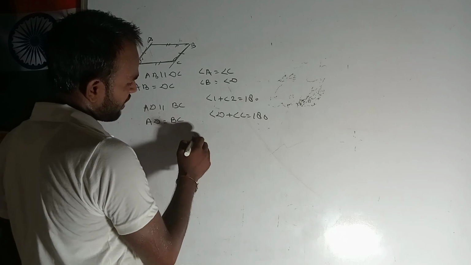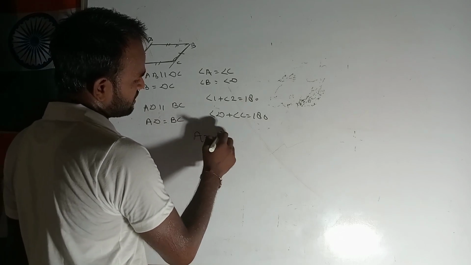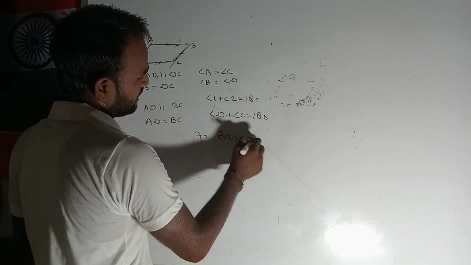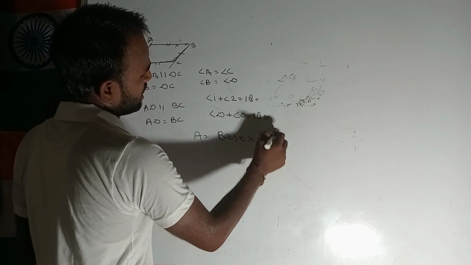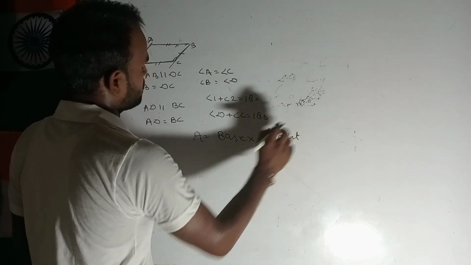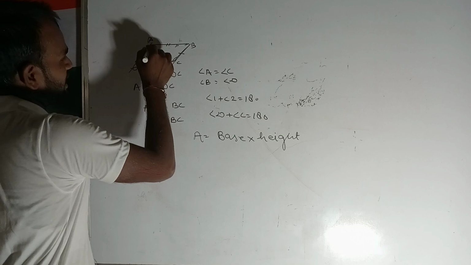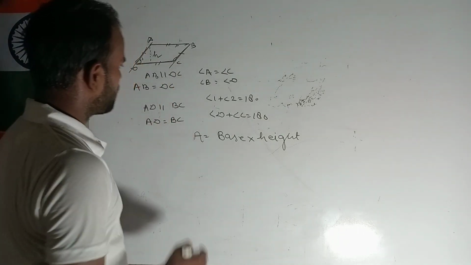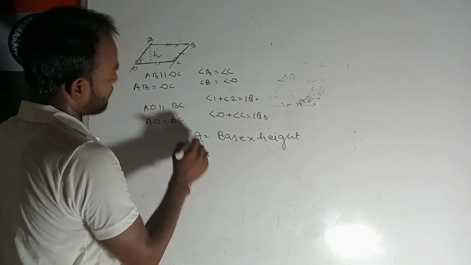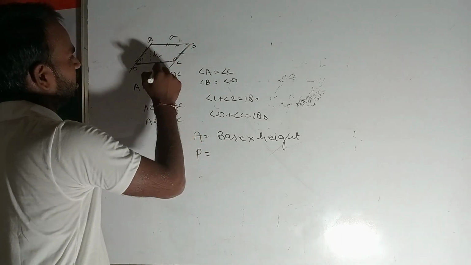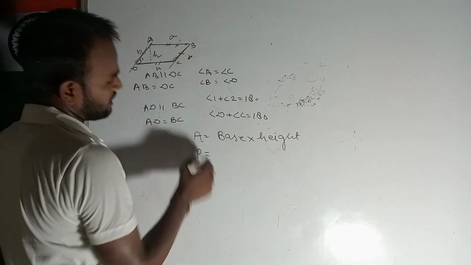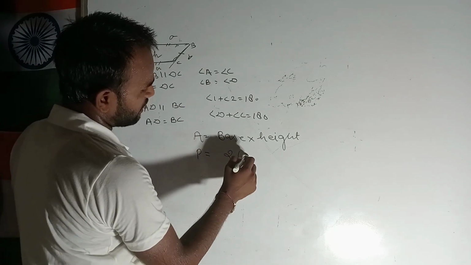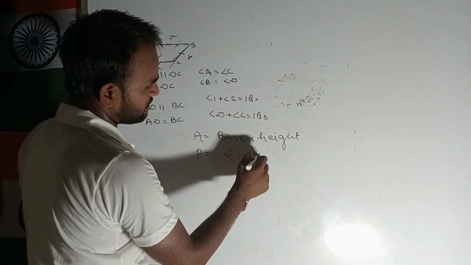And what will be the area of parallelogram? Area will be base into height. If I draw here, it will be the height, and the area will be base into height. What will be the perimeter? Perimeter means if A and A, B and B, then the perimeter of a parallelogram will be 2 into A plus B.